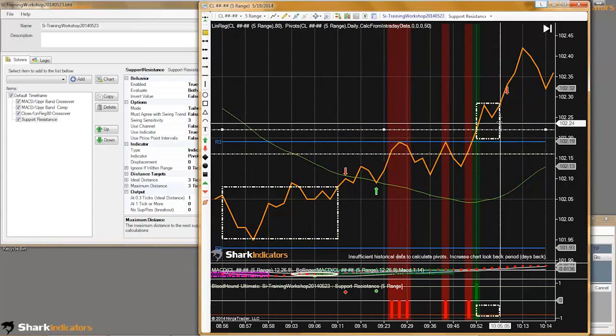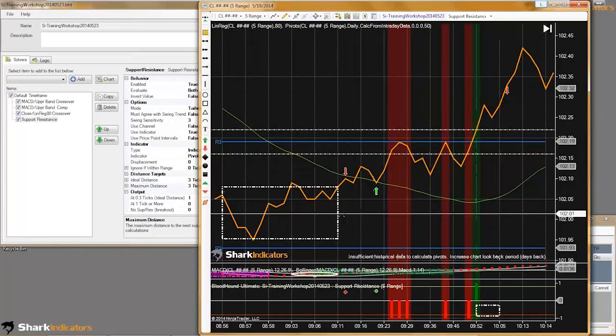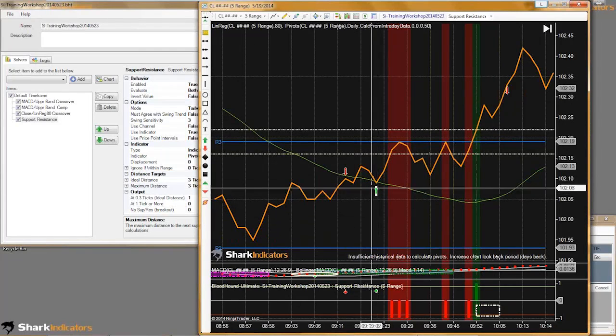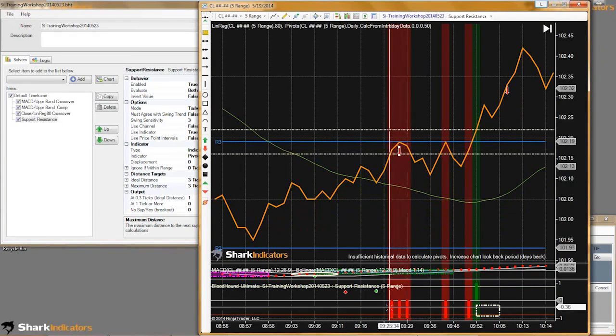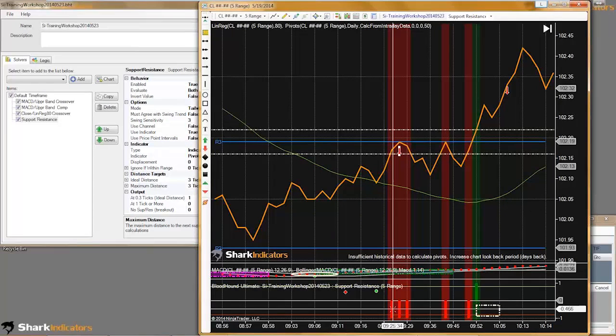Alright, so now my white dashed lines here are 3 ticks offset from the R3. Tailwind mode is pretty simple to visualize. We can see in this area, as soon as price goes inside of this 3-tick area, BloodHound is saying, you know what, we're right up against our resistance line, so look for a short trade. You might get a bounce, so tailwind mode is giving you the setup for a possible bounce trade off of your resistance line.